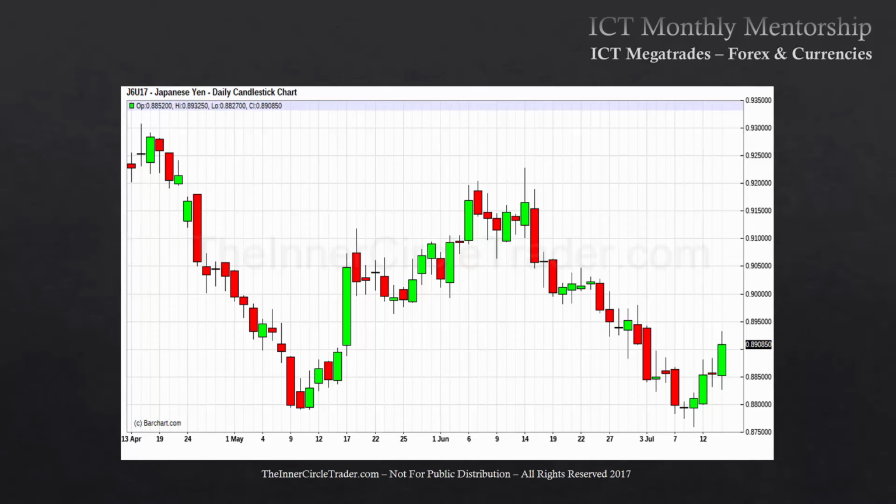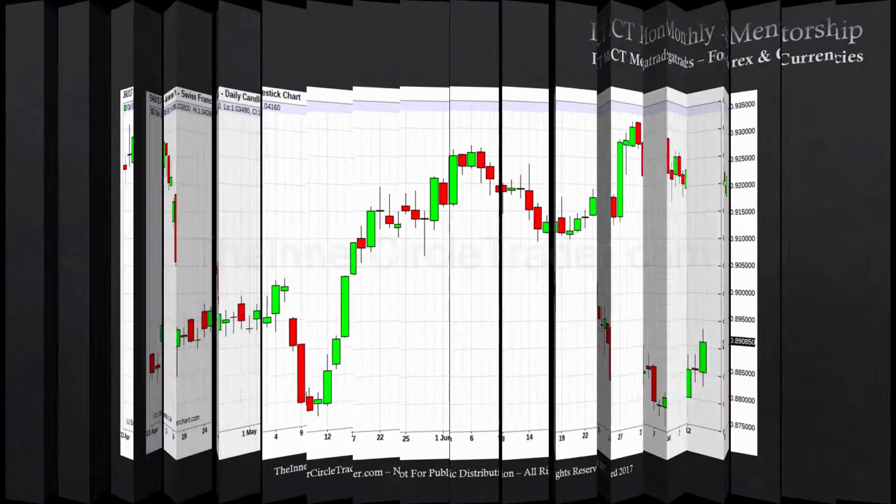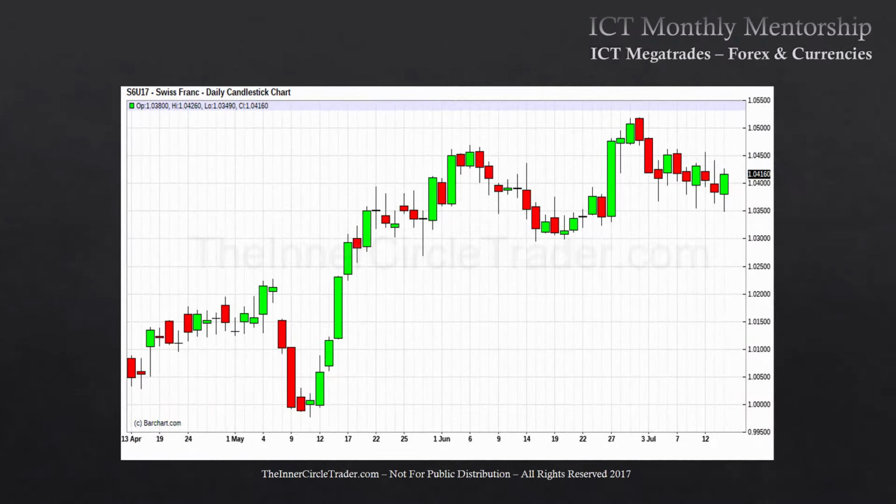The Japanese yen has been in somewhat of a larger trading range, but it did meet some resistance in the month of June and sold off after filling a fair value gap at the 92 big figure. And the Swiss franc, we had basically a similar situation with the euro. While it's firm to bullish, it's not terribly exciting on the upside. So I don't believe this would have met any criteria for a mega trade.